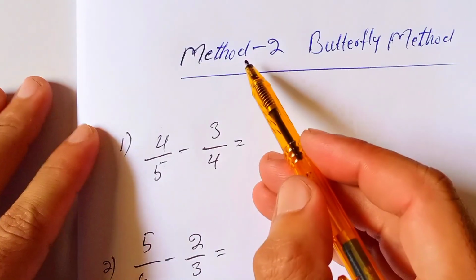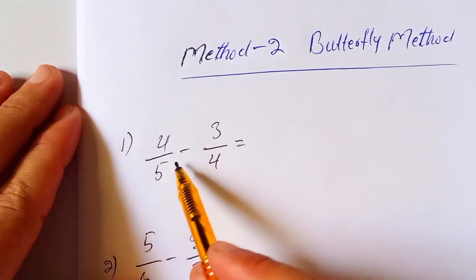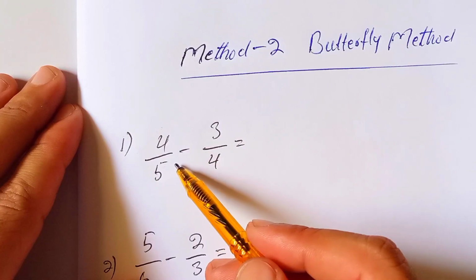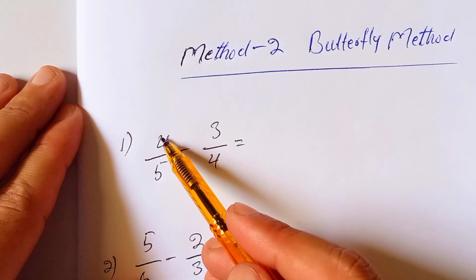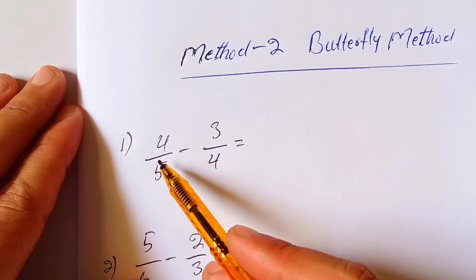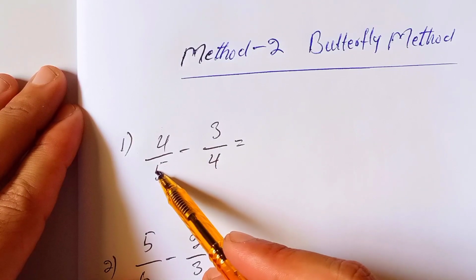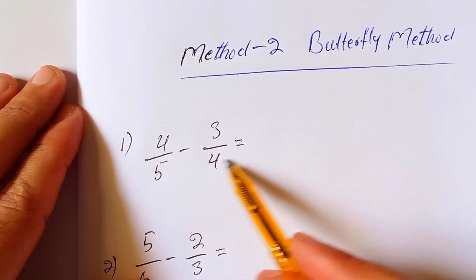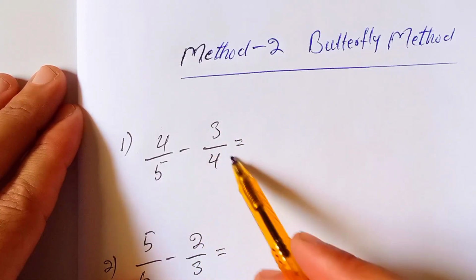Now we are going to discuss the second method, butterfly method. So in butterfly method, when the denominator of two fractions are different, then we have to multiply numerator of first fraction with the denominator of the second fraction, and the denominator of first fraction with the numerator of the second fraction, and again multiply the denominators of the two fractions.